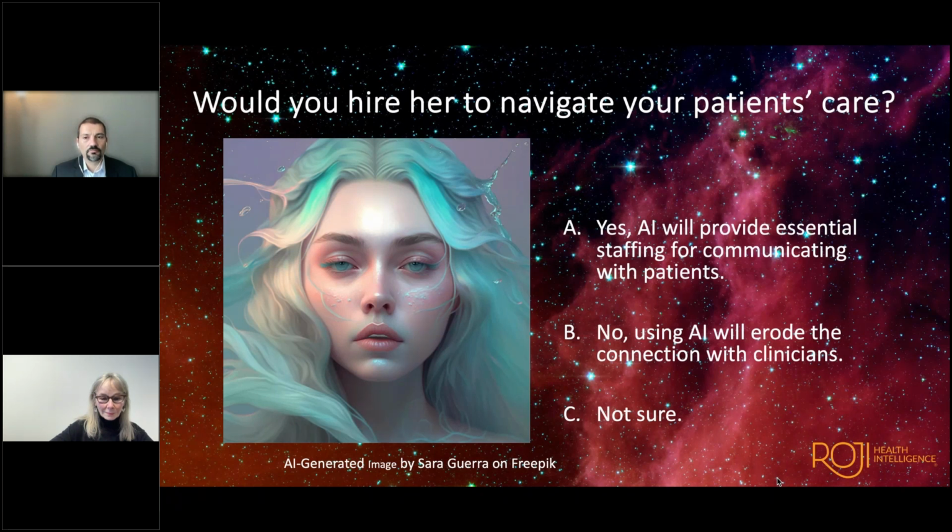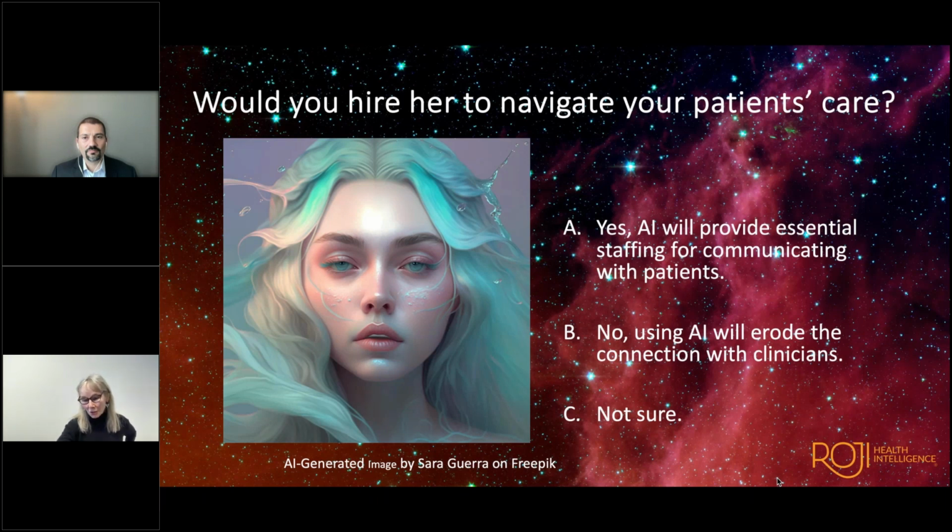Okay, Terry, are you able to see the results from your end? No, I can't. Okay, so we got 37% is yes, AI will provide essential staffing. No is 22%, and not sure is 41%. Wow. Okay, a lot of people on the fence today. So let's see if we can clear some of that up.